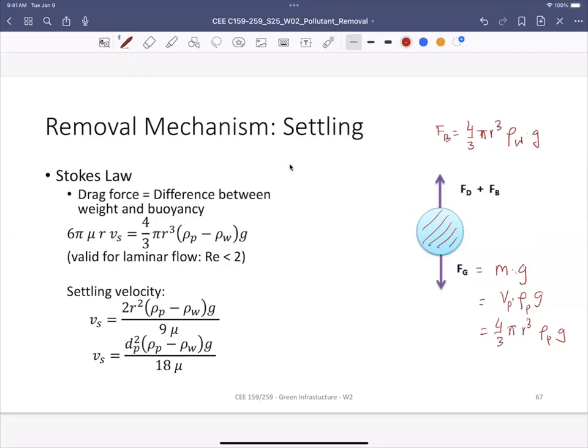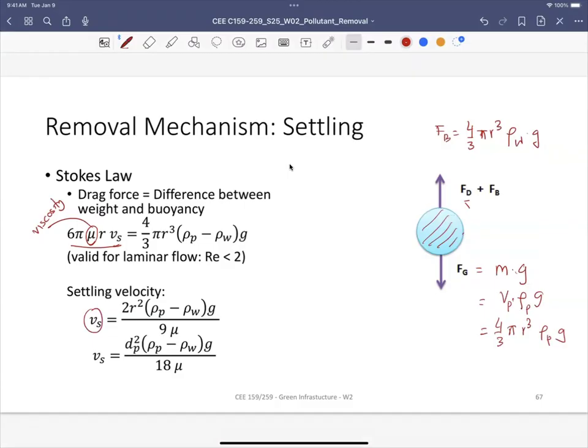The third force is drag force. When the particle is moving, there is a frictional force on the side of the particle. That is 6 pi mu r times the velocity of sedimentation, where mu is the viscosity of water. When the particle is settling, the net force equals 0, and then you can estimate the velocity of settling.